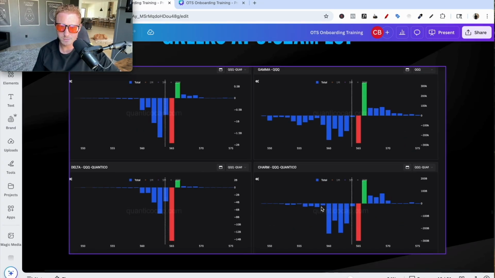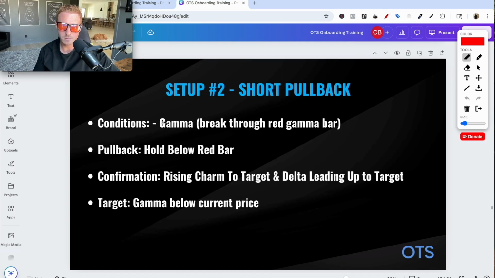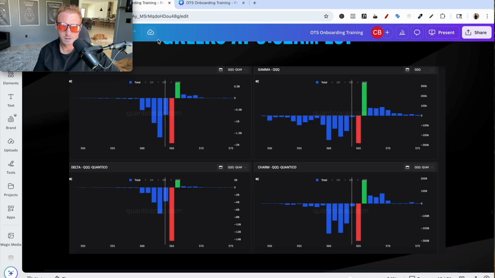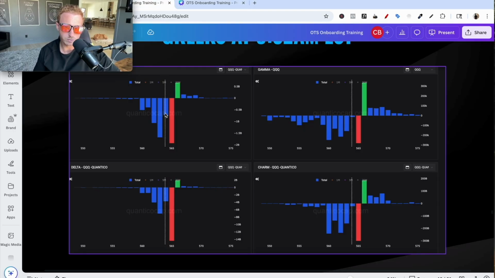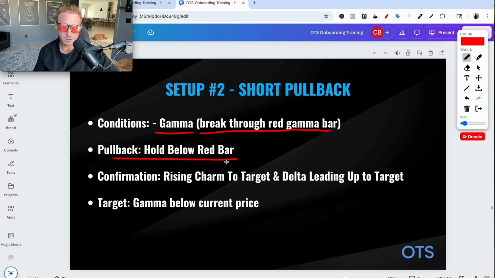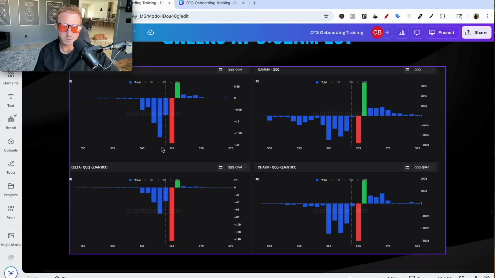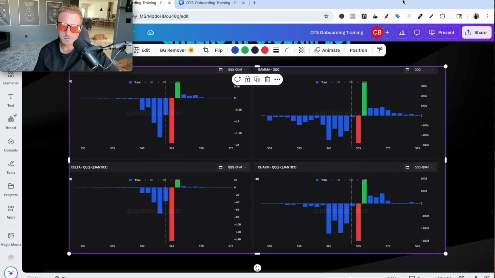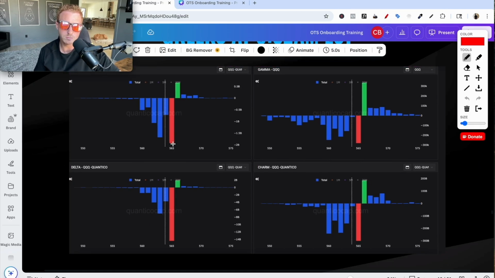Okay, and as we can see, what happens is, are we negative gamma right now? Right? Did we break through the red gamma bar? As you can see, the dotted line is where price is. Yes, we broke through the red bar, and we are negative gamma. Okay, these bars are negative, as we can see on this axis here. So that checks out. Pullback, hold below red bar. Okay, easy. What's the red bar? 565. Whoops, 565. We want to hold below 565. My bad. Okay, that makes sense.